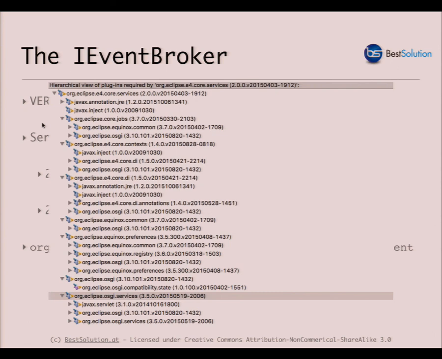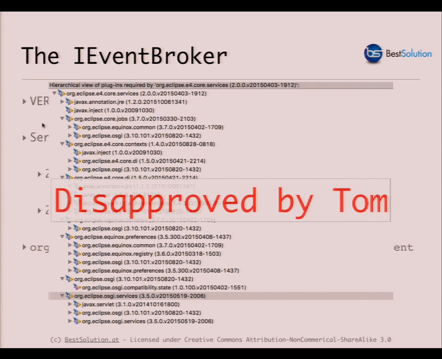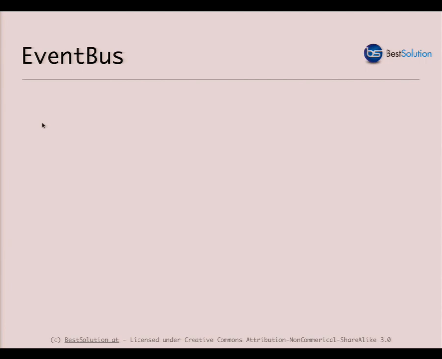This is the dependency graph you get at the very moment you access event broker in your custom code. Those are the transitive dependencies that you rely on, just because you wanted to publish an event. That makes no sense. Sorry. Disapproved per Tom. This can't work. So we invented our own event bus API.